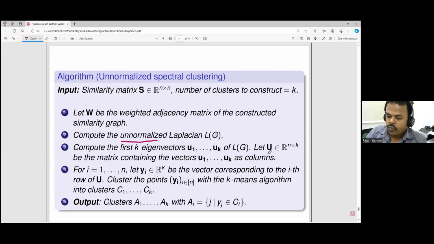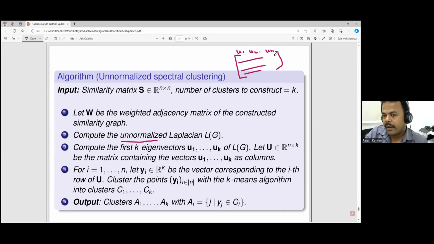You form your matrix U in this way. Maybe I will draw a small picture. U1 as the first column, U2 as the second column, and Uk as the kth column. If you want to cluster your data points into k groups, choose only the first k columns, and then look at the row vectors.